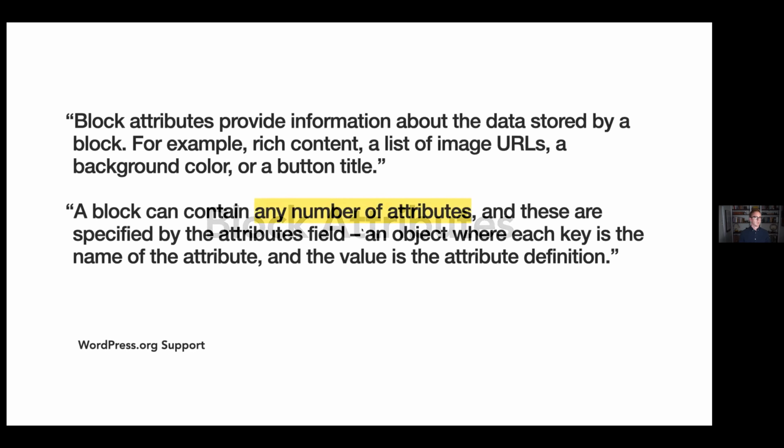So the key to all of this, especially with block visibility, is something called block attributes. I just want to touch on that real quick. I'm not going to go through all of this, but it's worth a read. It's basically the data stored by a block. A block can contain any number of attributes, and it's the background color, it's the button title, it's all the different fields for a block, and it's stored inside of WordPress.